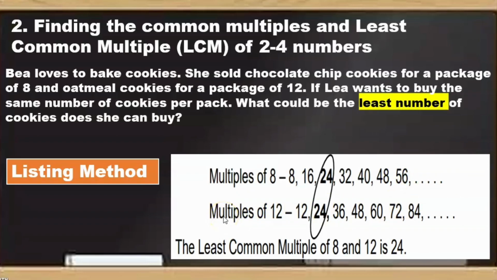So, ganun din ang multiples of 12. Nandito na rin, nakasulat na, nakalista na. And then, tinignan na natin yung pinakamaliit na number na parehas na meron sila. And this is 24. So, the least common multiple of 8 and 12 is 24.